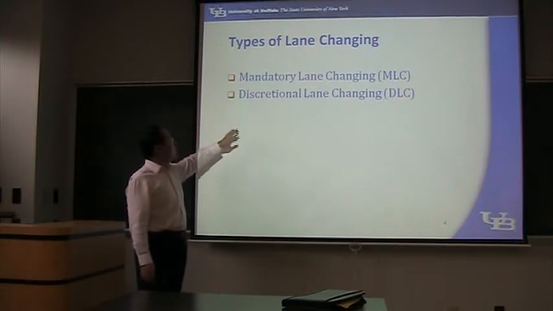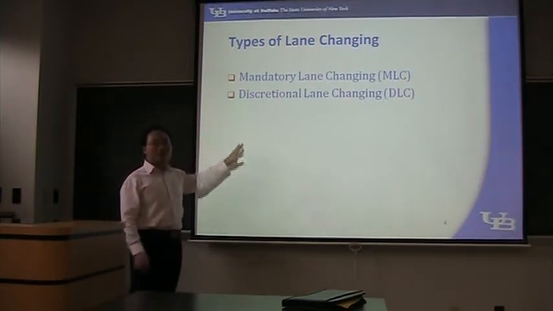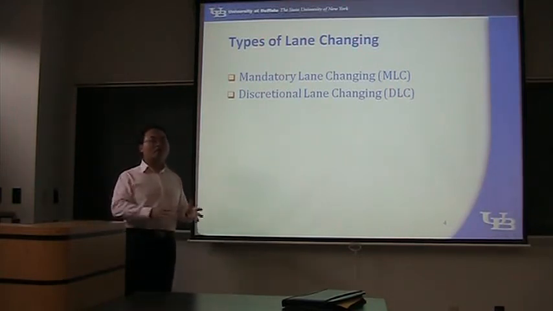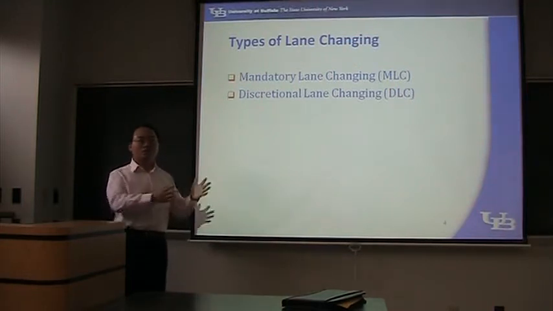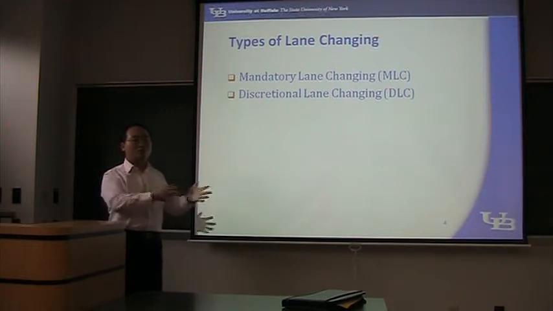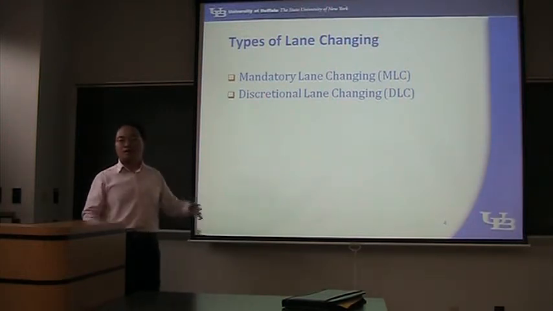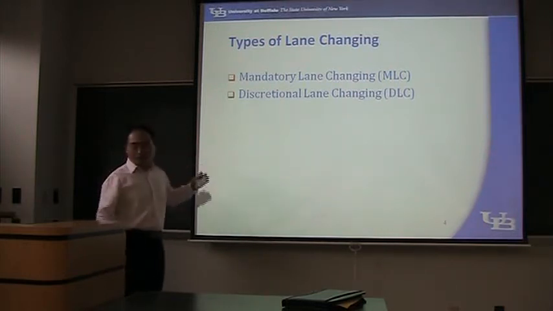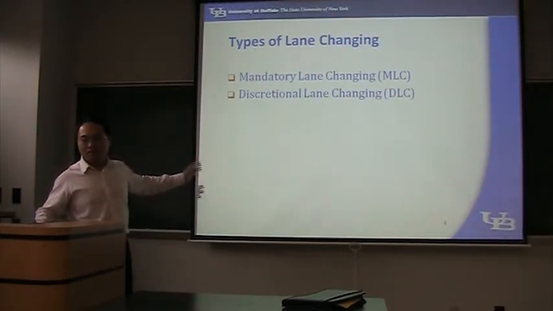The second type is discretionary lane changing. In this type of lane changing, you change your lane because you want to get a better traffic condition. For example, you want to pass another vehicle, or you want to yield to a fast vehicle. You want to switch to a slower lane to let a faster vehicle go through. That's called discretionary lane changing. Understand this? Mandatory and discretionary. They are easy to understand.